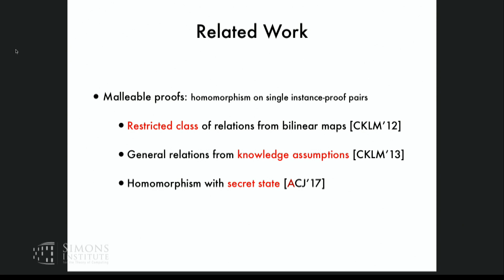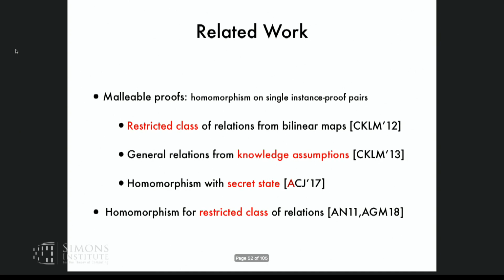Or you can even get general relations, but homomorphism with secret state, meaning that the evaluator has to have some secret information associated with the original proofs. Even this we can do. So for the case itself, where you're homomorphically evaluating multiple instances, we know results only for a restricted class of relations.